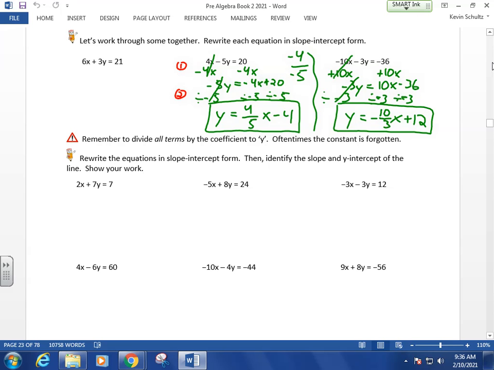First step, using opposite operations. Move that x term over. If your x term is positive, like it is in the first one, you're going to start by subtracting it, right? If it's negative, as it is in the second and third one, you'll be adding it to move it over to the other side. In that second step, you're dividing by that coefficient to y. Make sure you're dividing all terms by that coefficient to y, and pay attention to your signs.